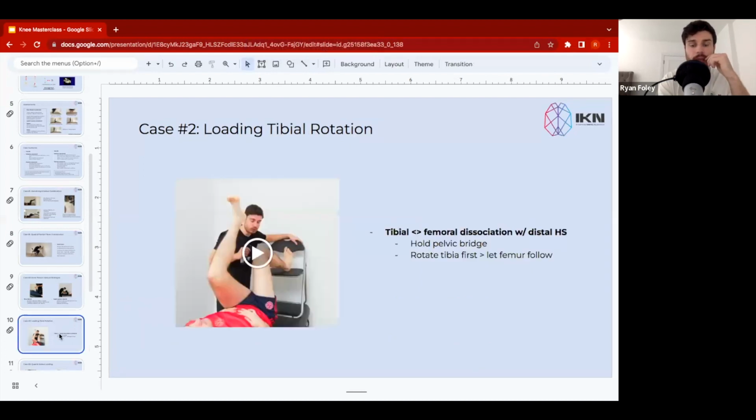Okay. Another thing that we like to use as well is a strategy to try and get a little bit more rotational dissociation between the tibia and the femur while still trying to get some load into the hamstrings.